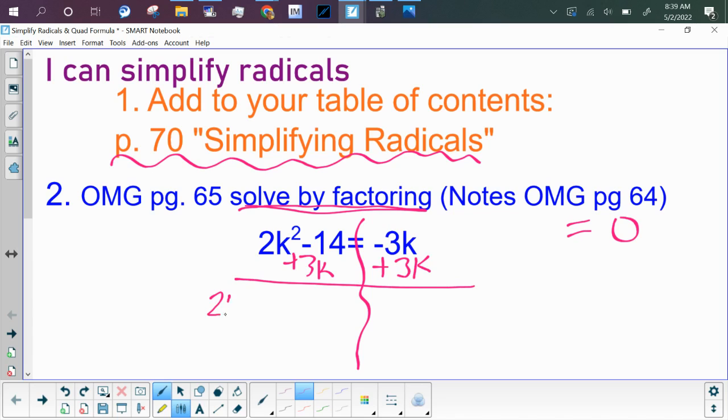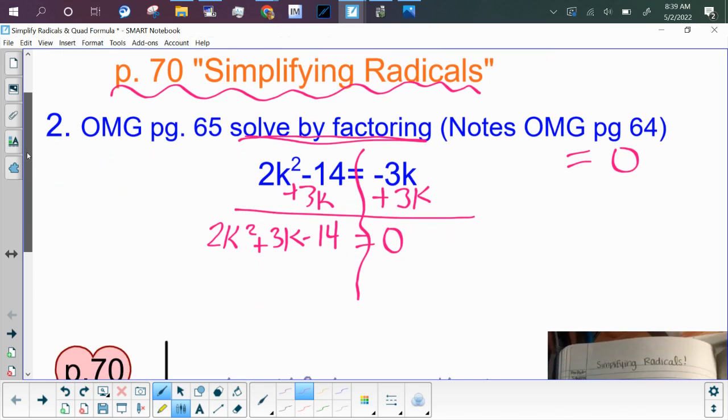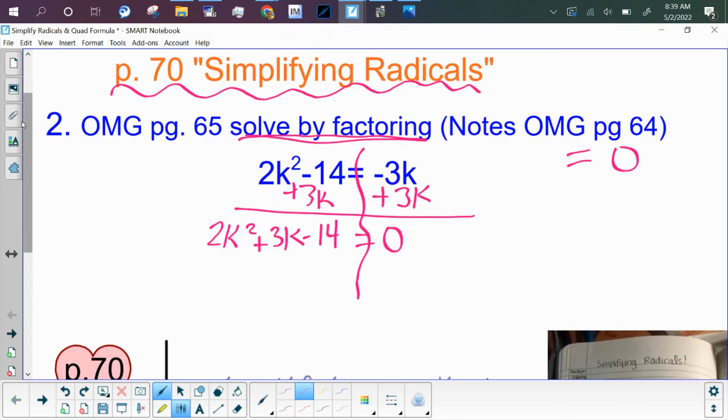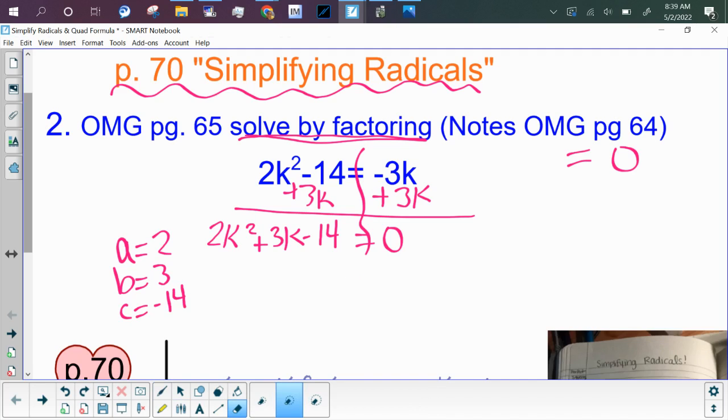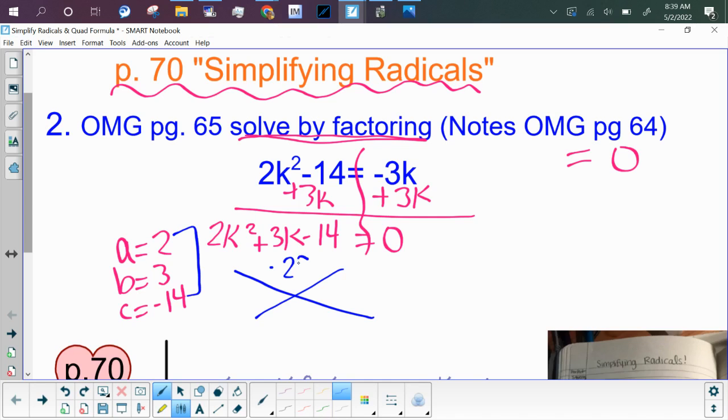So I end up with 2k squared plus 3k minus 14 equals 0. And notice how I nestled that 3k between the squared and the constant so that it's in standard form. Now I'm ready to do my A, B, and C. So my A this time is 2, my B is 3, and my C is negative 14. So I'm ready to make the X. Remember, at the top of my X goes my A times my C, my negative 28. And on the bottom goes my B.